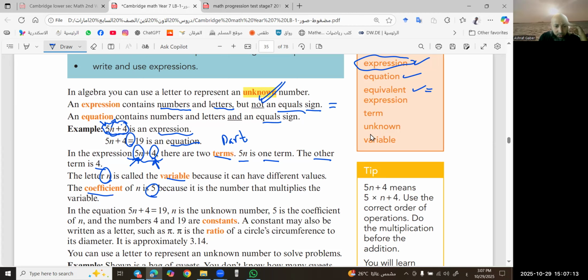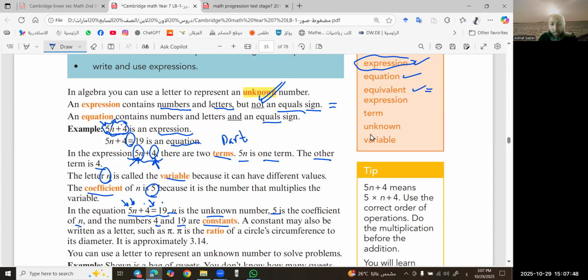In this exercise, 5n plus 4 equal 19. This called what? Called equation. Why? Because we have equal sign. And this 4 and 19 equal what? Equal constant. Okay? 4 and 19, this 4 and this 19 constant. And n is what? Is the variable. And 5 is what? Is the coefficient. So n is unknown, and 5 is coefficient of n, and the number 4 and the 19 is called what? Constant.